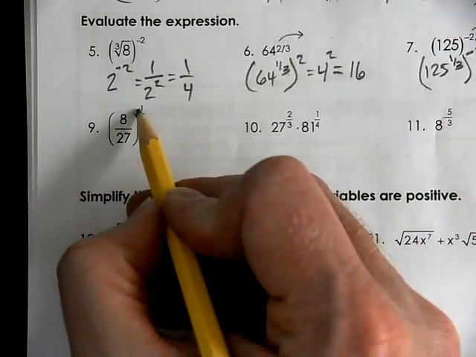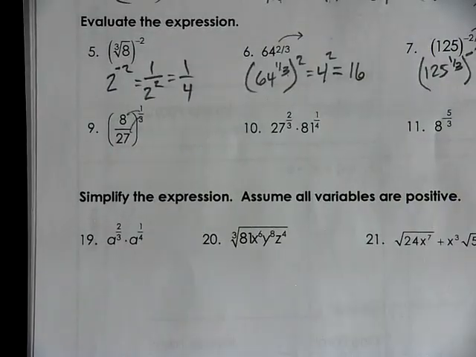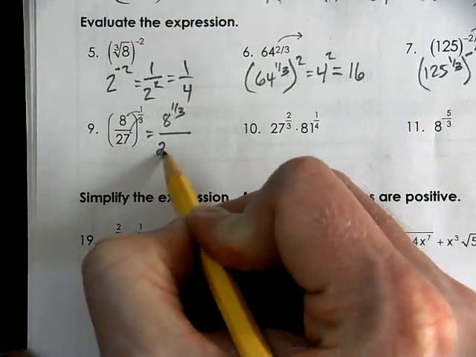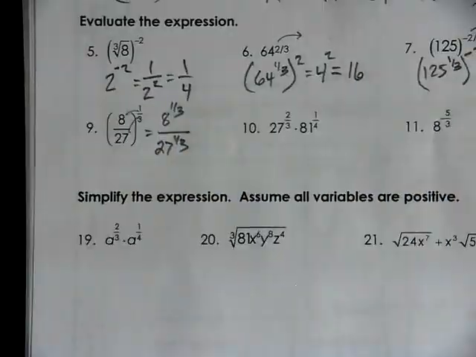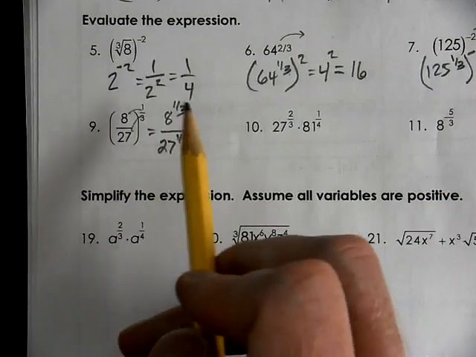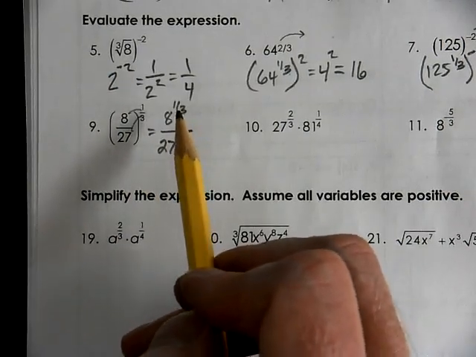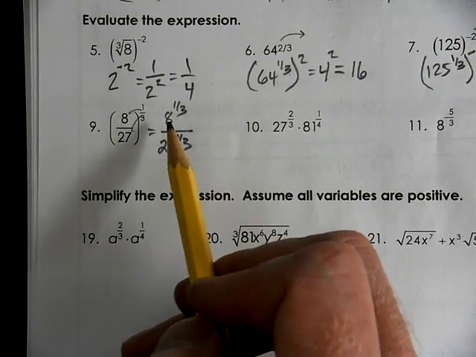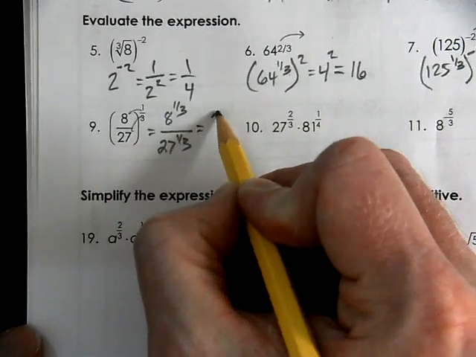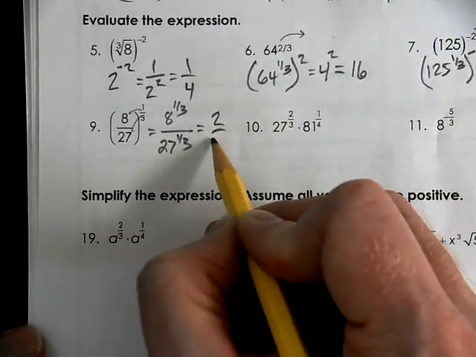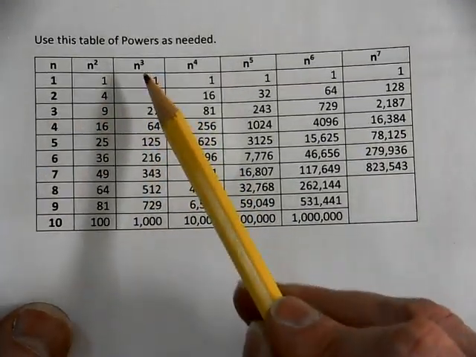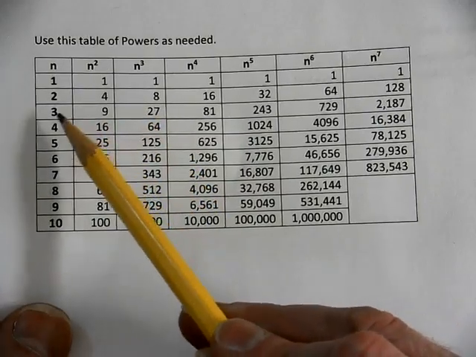Here, just like the properties we learned, we distribute into the numerator and denominator. And you know that this represents cube root. We don't need to write it in that. This is the cube root of 8 is 2, of 27 is 3. You know that because the cube root of 8 is 2, the cube root of 27 is 3.